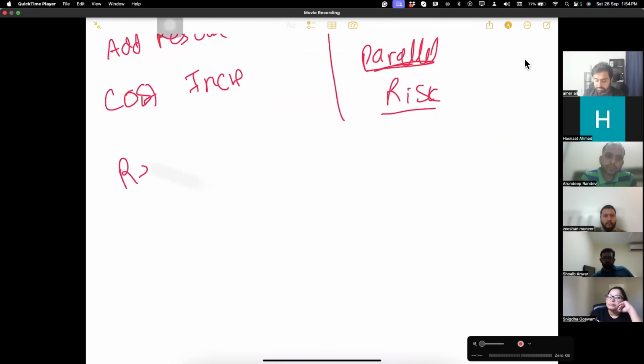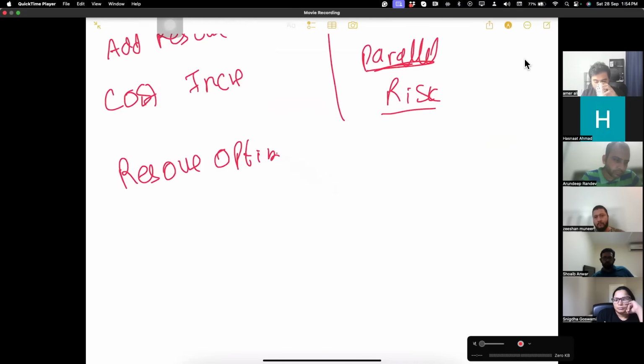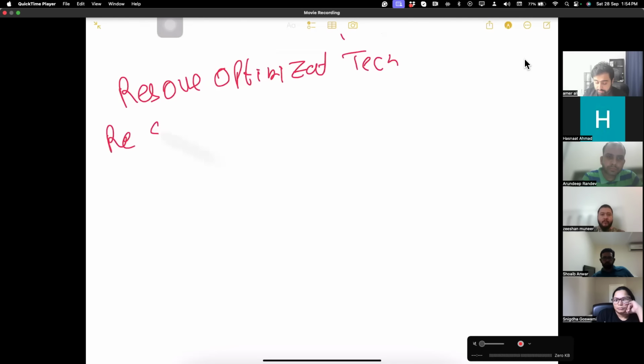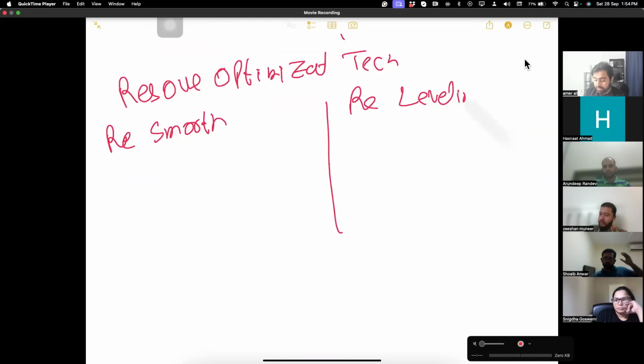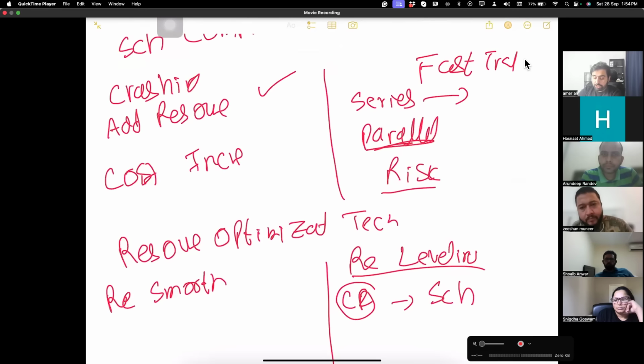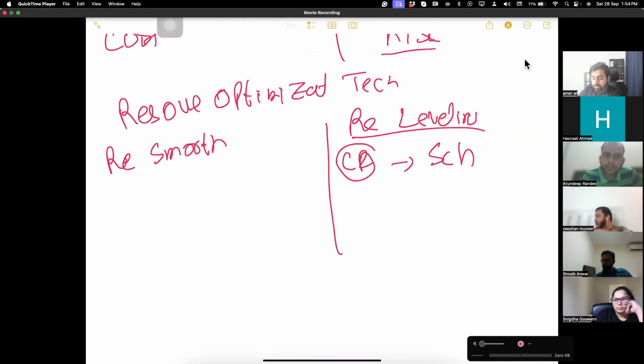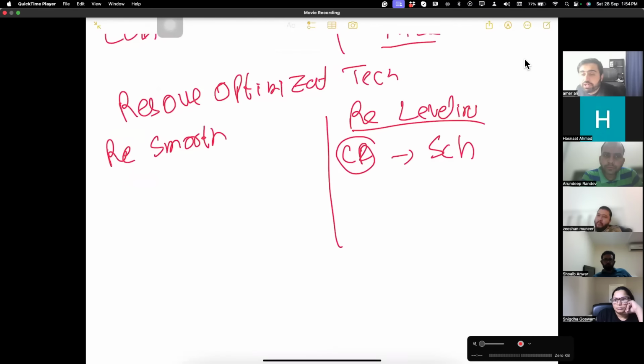Sometimes we need to optimize our resources. It is called resource optimization technique. You have resource smoothing and resource leveling. Resource leveling is basically you change your schedule according to the availability of resources. Of course, you need a change request here because your schedule baseline will be changed. You need a change request both for crashing and fast tracking.